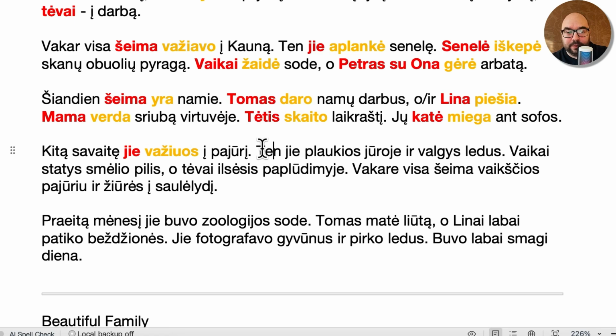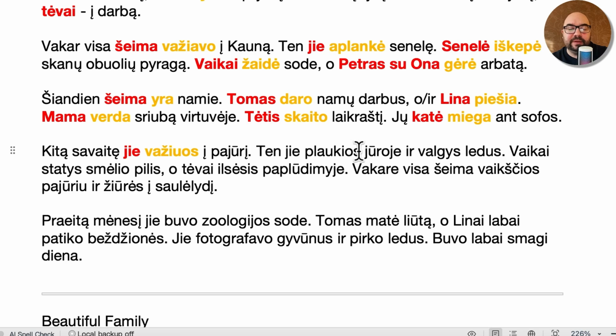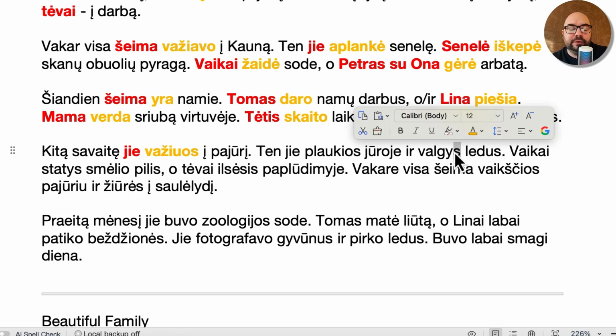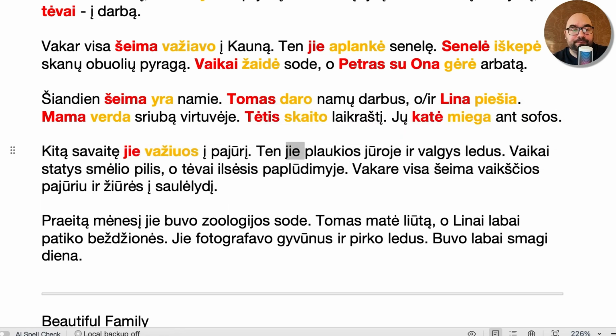So we have, once again, future tense, right? Važiuos. You can always tell when we have these S endings, valgys, with all the, I mean, they're different for different persons, but still, when we have this S, you know it's the future tense. So over there, jie plaukios, they will swim around, they will swim, right?